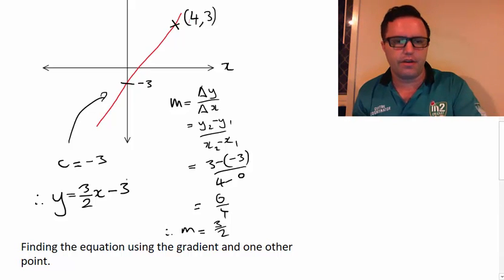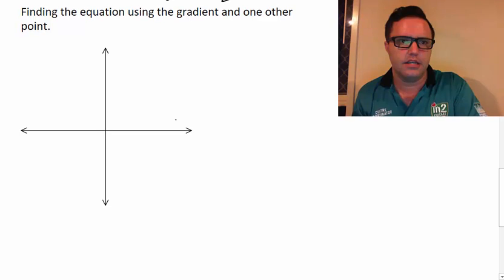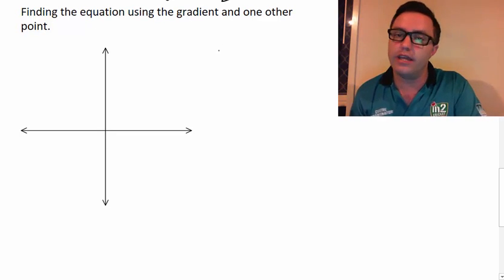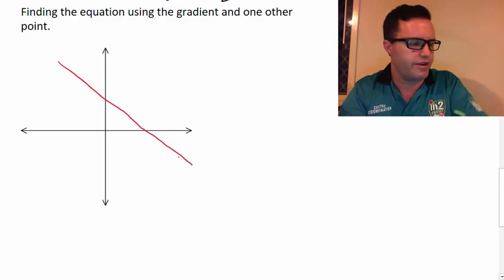Okay, so it's fairly easy if you think about it and break it down and look at the bits you've got. Okay, let's have a look at our next one, finding the equation using the gradient and one other point that we've been given. So let's draw ourselves another line, trying not to make it scroll everywhere.